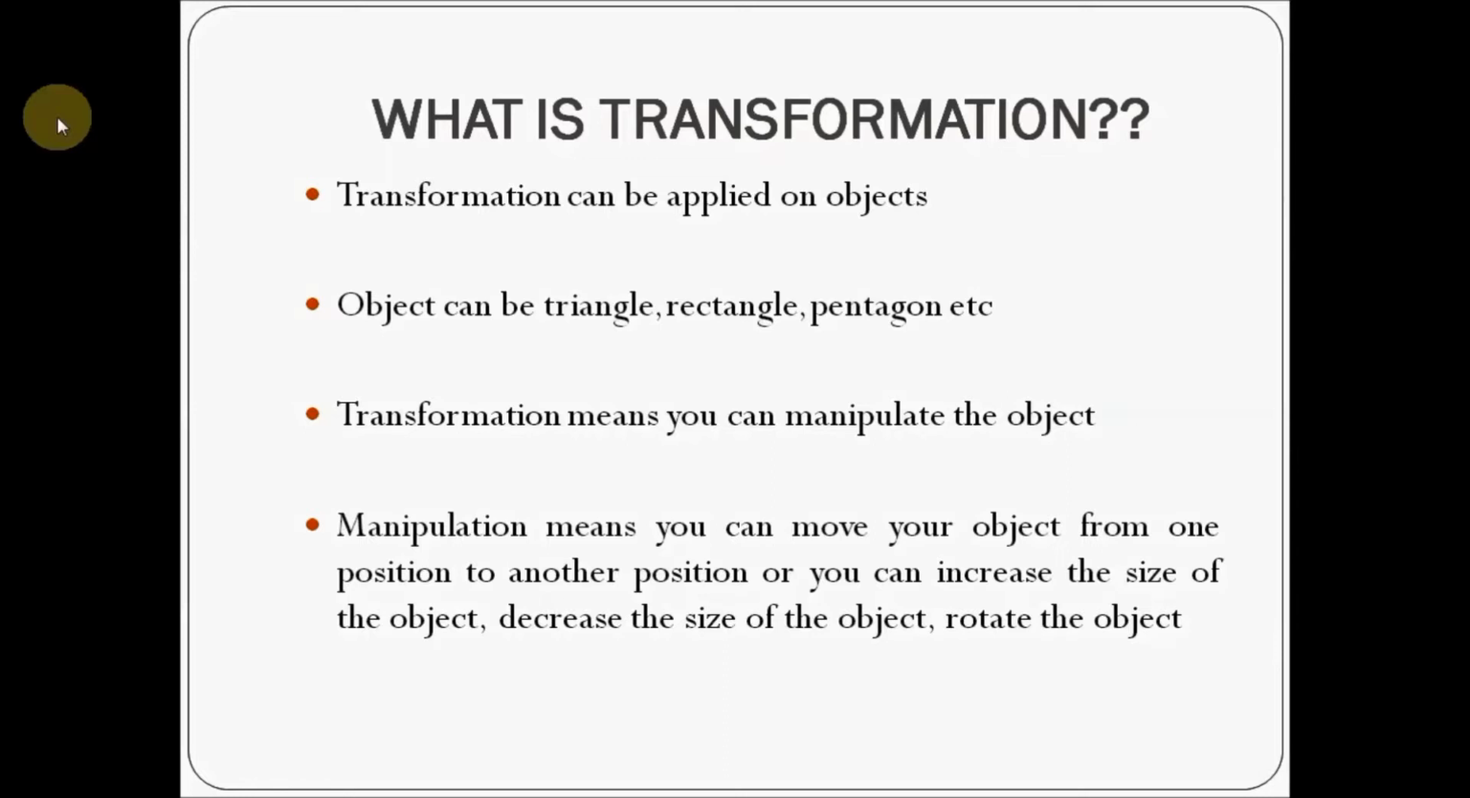Now what is a transformation? Transformation means you can manipulate your object. So what is the manipulation? Manipulation means you can move your object from one position to another position, or you can increase the size of the object, decrease the size of the object, rotate the object, likewise. Here you can observe that the object is transferred from one form to another when you translate it from one position to another position. So the object is changed.